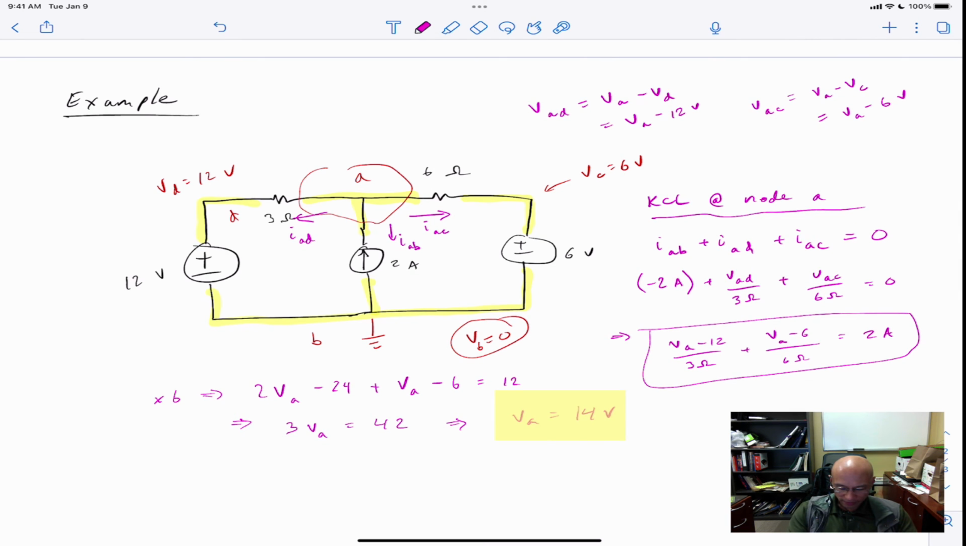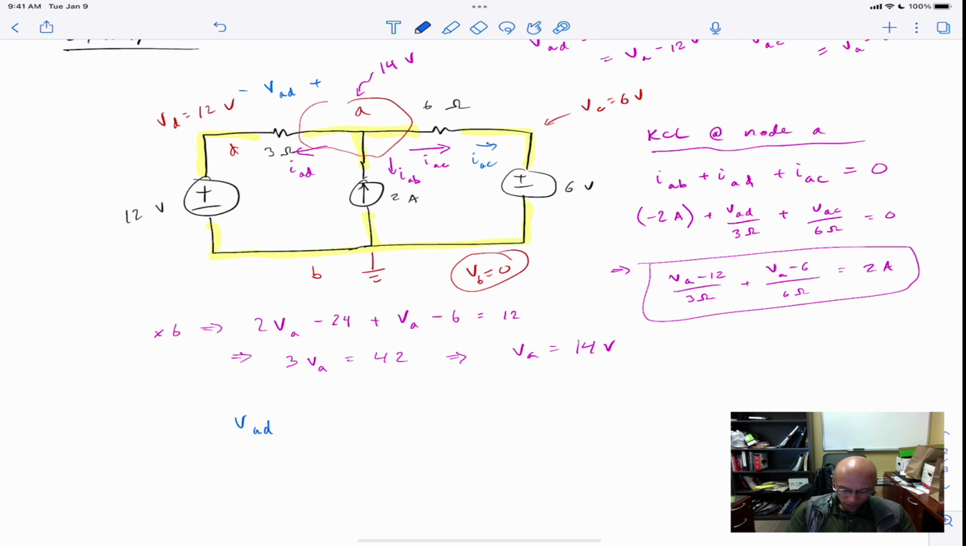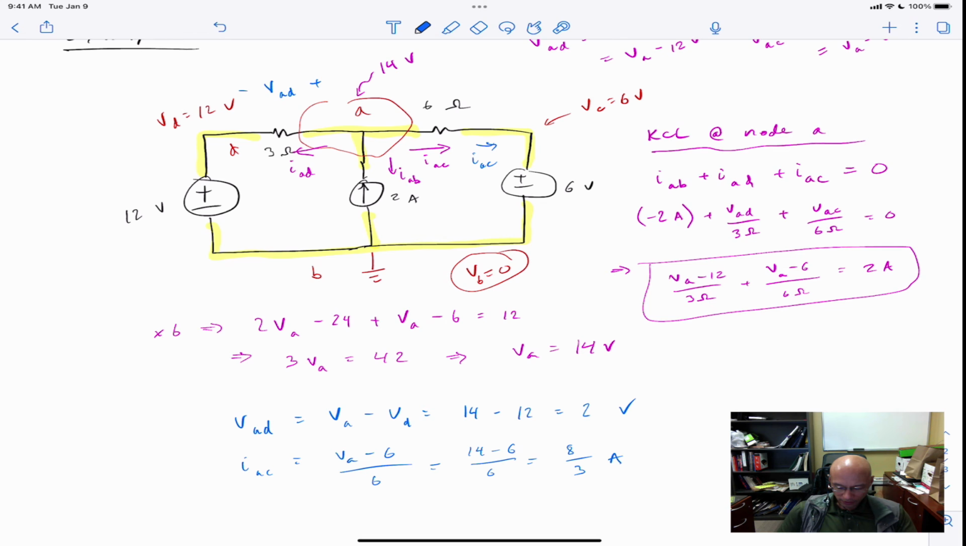So we'll just annotate that. Now that we know all the voltages at each node, it would be easy to tell me, for example, what VAD is. And it would be easy to tell me what IAC is. So let's just show that. Well, VAD is 2 volts. And IAC, well, that is VA minus 6 over 6, 8/3 amps.